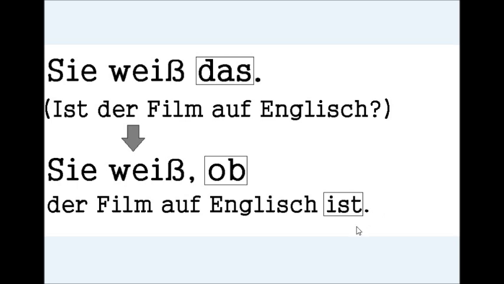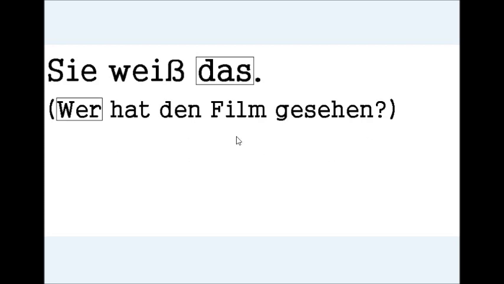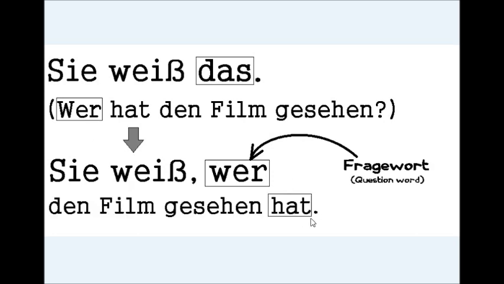Now, this question has no question word. It is a yes or no question. If the question, however, has a question word, for example, was, wer, wo, instead of ob, you would use the question word. For example, wer hat den Film gesehen? Who has seen the movie? Sie weiß, wer den Film gesehen hat. She knows who has seen the movie. And that's it. Simple, right?